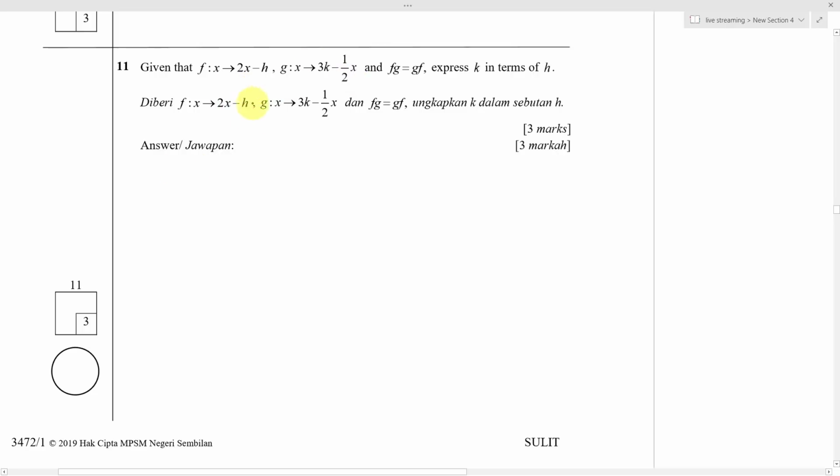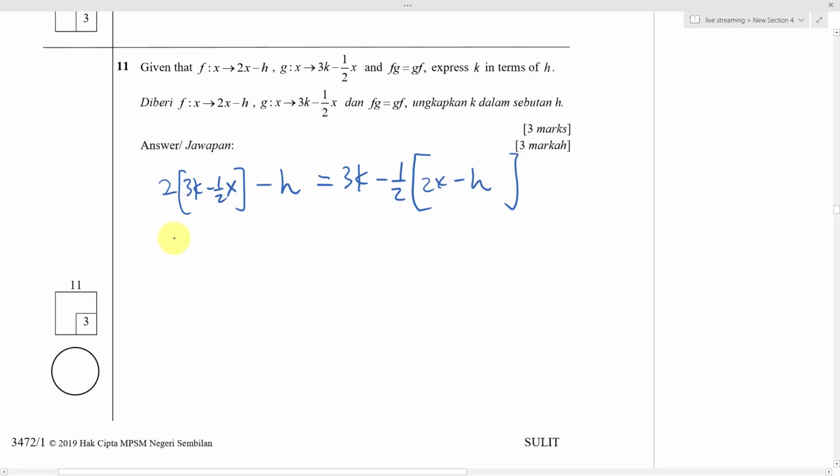Fg means sub g into f, right? So it should be 2x minus h. Then gf means sub f into g, so it should be 3k minus half x. For g, I want to sub in 3k minus half x, and for f, I sub in 2x minus h.